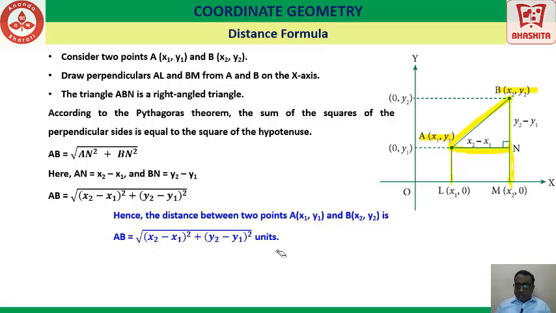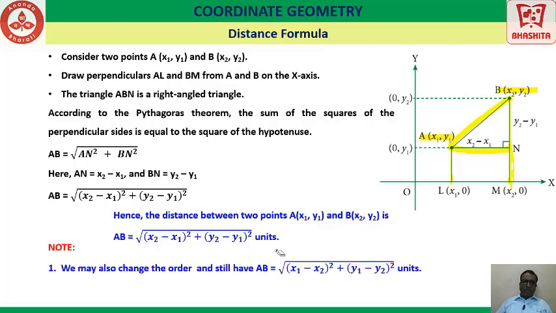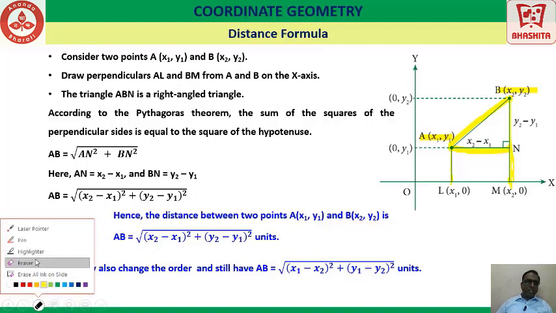What is the distance between 2 points formula? Root of (x2 minus x1) square plus (y2 minus y1) square. We shall also make a small note here. First notice, we may change the order. Instead of writing (x2 minus x1) square, we can also write (x1 minus x2) square. Instead of writing (y2 minus y1) square, we can also write (y1 minus y2) square, because you know that a square is the same as (minus a) square.